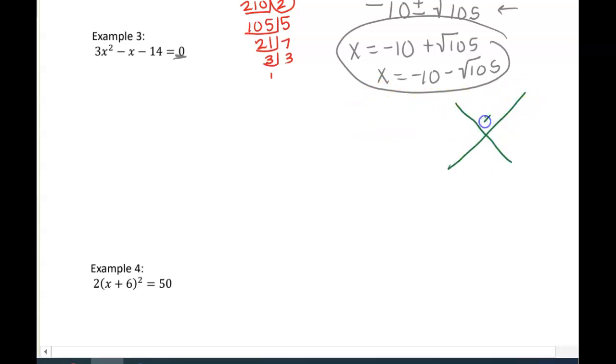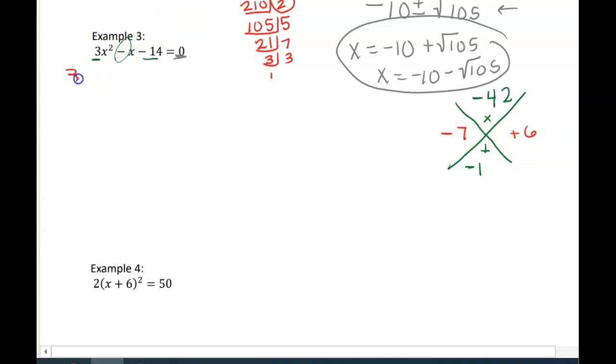So, two numbers that multiply to a times c. Well, our a is 3, our c is negative 14. So 3 times negative 14 is negative 42. So two numbers that multiply to negative 42, that add to b, which is a negative 1. Okay, well, luckily for us, doesn't negative 7 and positive 6 satisfy that? So negative 7 times positive 6 is negative 42. Negative 7 plus 6 is negative 1.